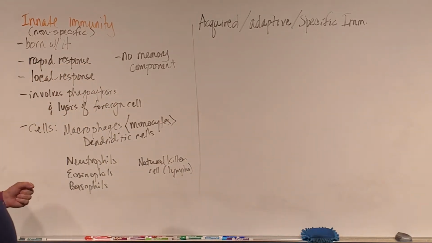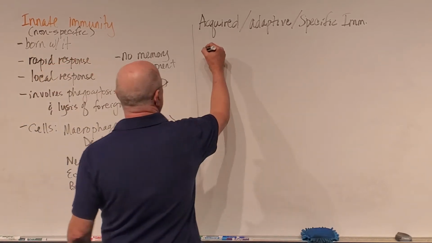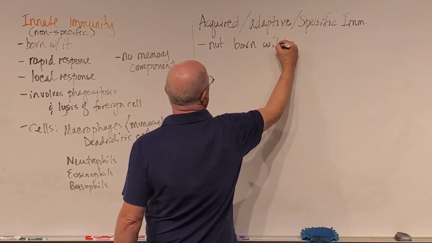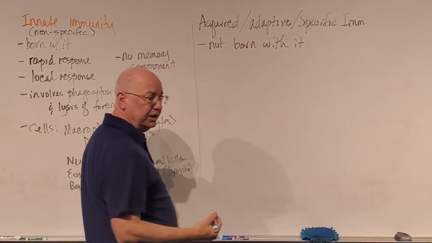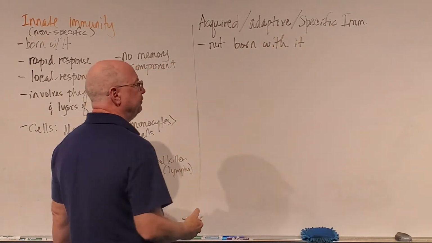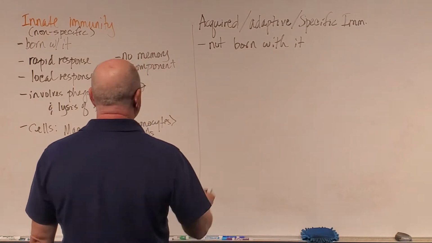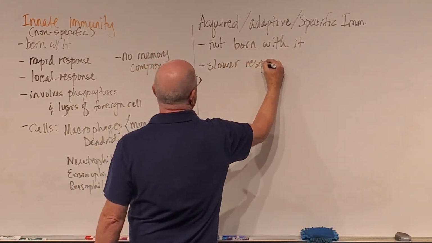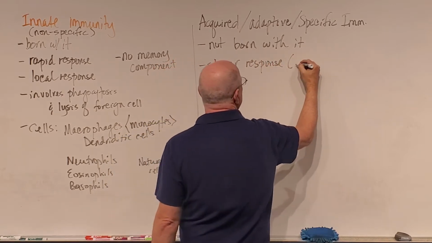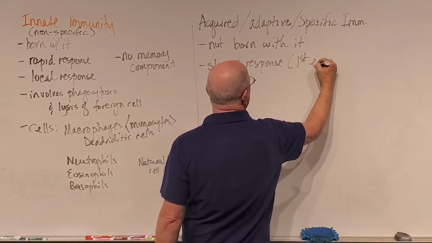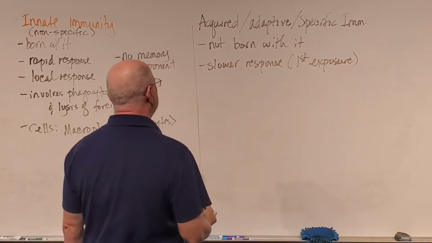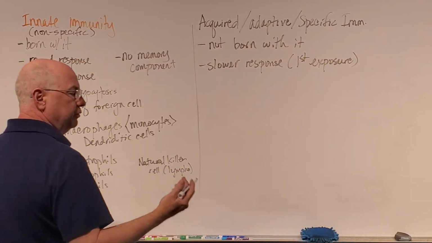Now, a few details about the acquired immune system. You are not born with it. You're born with the cells, but they are not activated and ready to fight specific infections. It is a slower response, at least under what we call the first exposure. I'll explain that a little bit later. The first time, well, I'll explain it now.